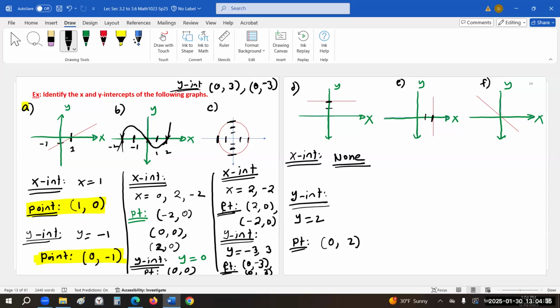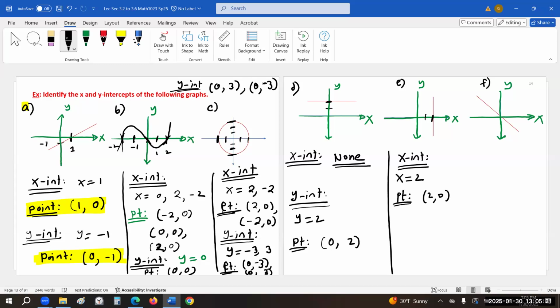Any question? Go ahead. Because it's y-intercept. So when there's none, it's not zero. It's none. For the next one, who would like to try E? The x-intercept. 2, perfect. So x equals 2 as a point, 2, 0.